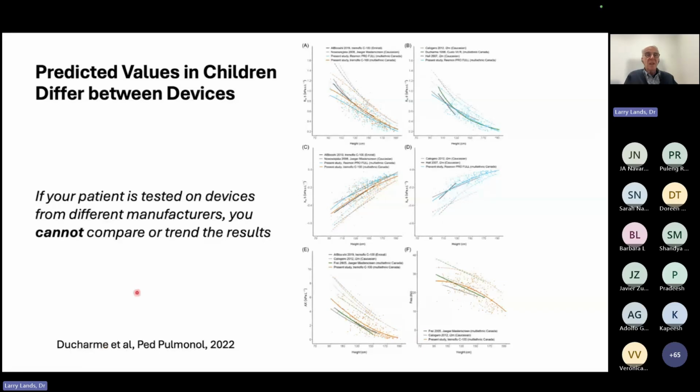What that means is that if your patient is tested on different devices from different manufacturers, you cannot compare or trend the results between the different devices. There is a move afoot to try and standardize and harmonize that, but it's not available as of yet.